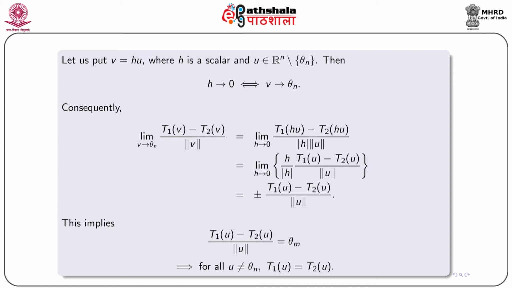Now, the quantity T1 u minus T2 u by norm u is independent of the limit, and the value of h by mod h is always plus minus 1 depending on whether h is positive or negative. So, we have the value of the limit as plus minus T1 u minus T2 u by norm u. Now, the value of the limit was earlier calculated as theta m. So, we find that T1 u minus T2 u by norm u equals theta m. That is, for every u different from the 0 vector of Rn, T1 u equals T2 u.